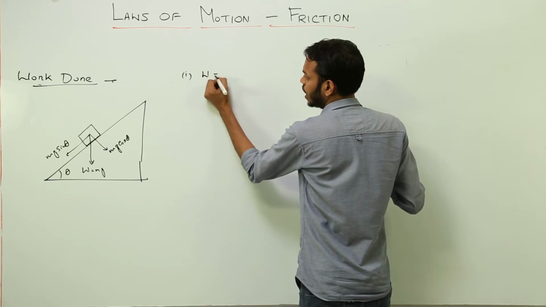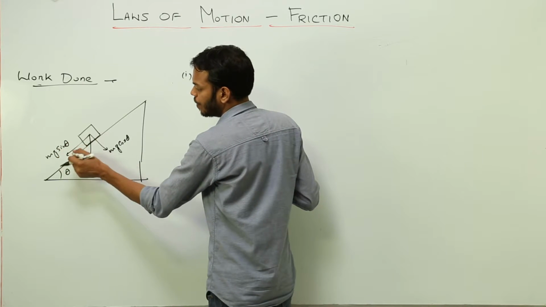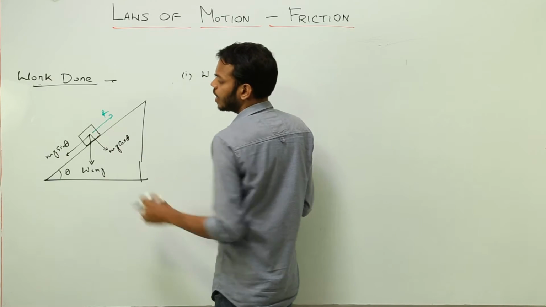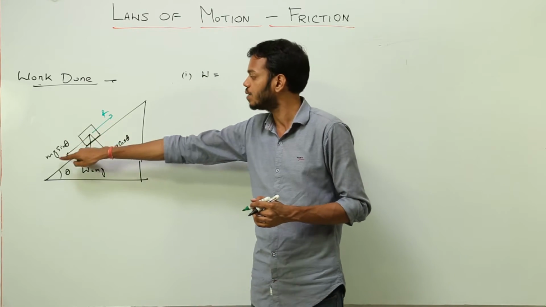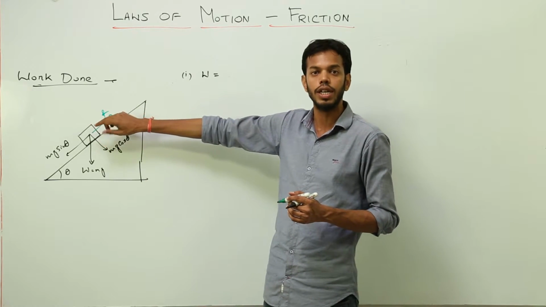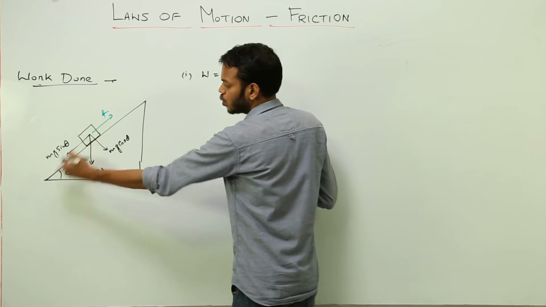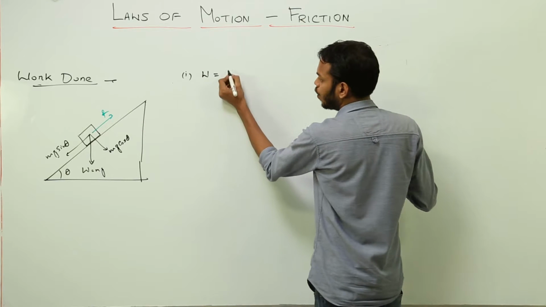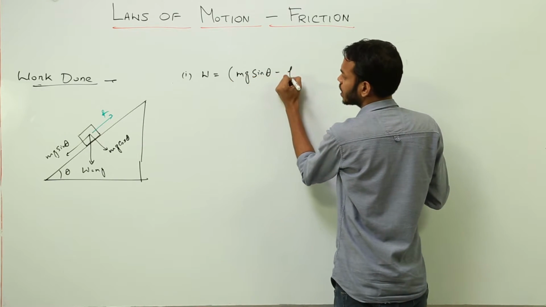In this case, what would be the net force acting on the body? This component of force, which is taking the body downwards, is greater than the frictional force, that is why the body is moving. If it would not have been the case, if these two forces were equal, the body would have remained stationary at this point. There won't be any sliding motion, right? So if the body is going downwards, that means this force is definitely greater than the frictional force. So the net force acting on the body is mg sin theta minus frictional force.